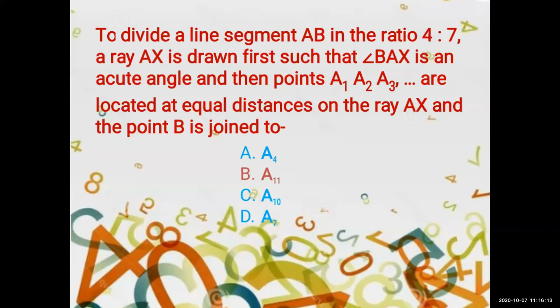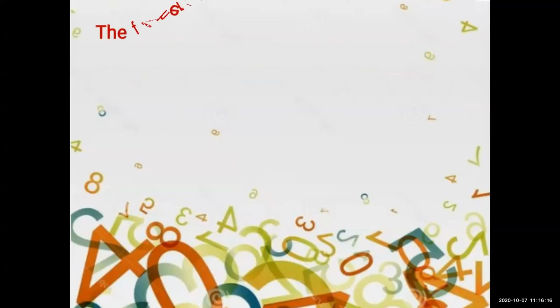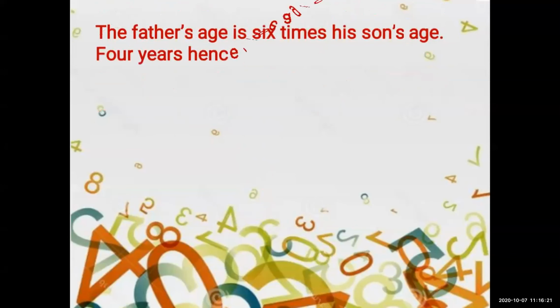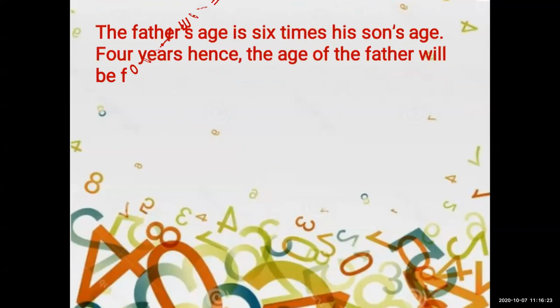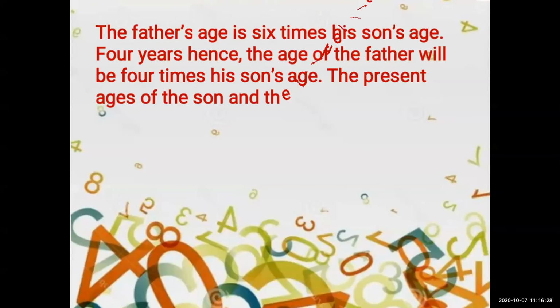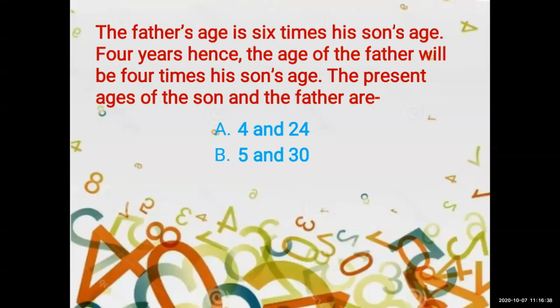The father's age is 6 times his son's age. 4 years hence, the age of the father will be 4 times his son's age. The present ages of the son and the father are: option A, 4 and 24; option B, 5 and 30; option C, 6 and 36; option D, 3 and 24. Your time starts.